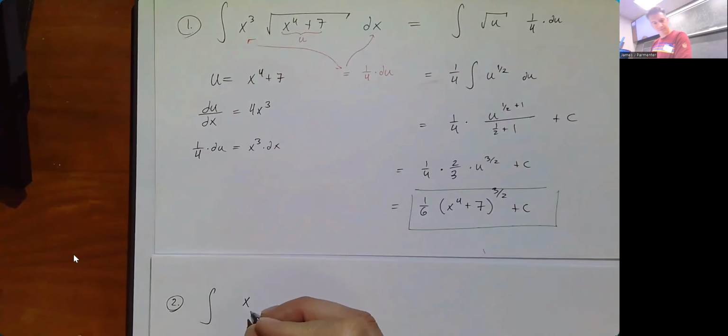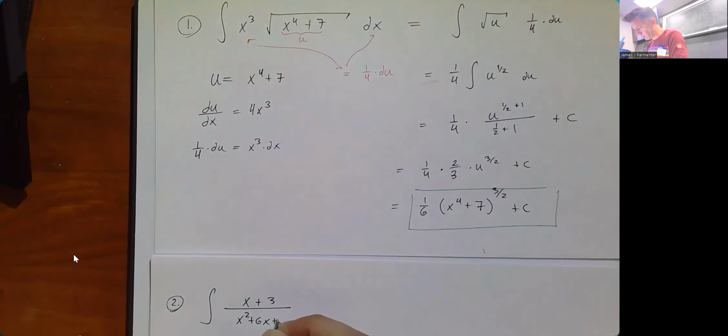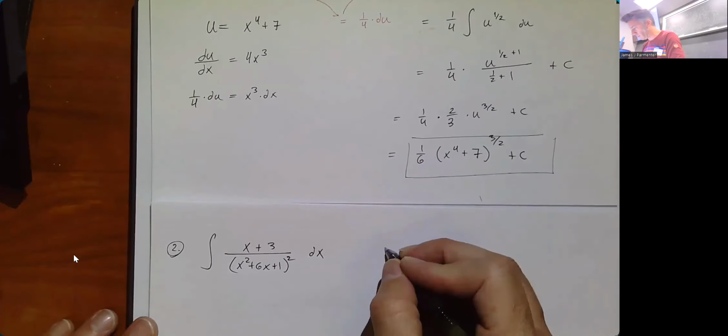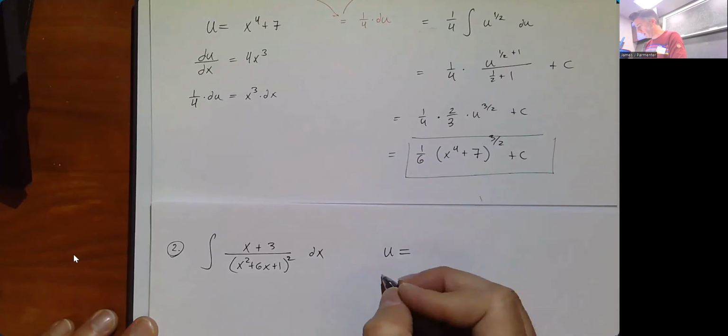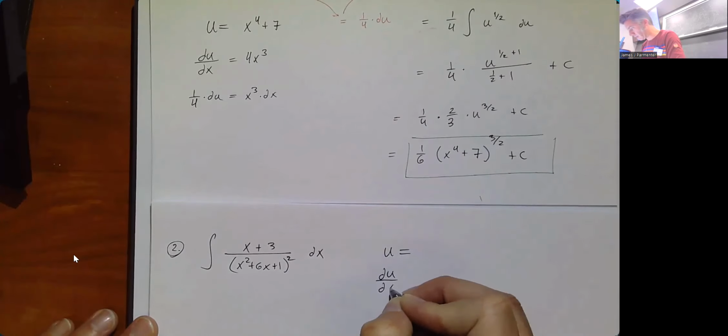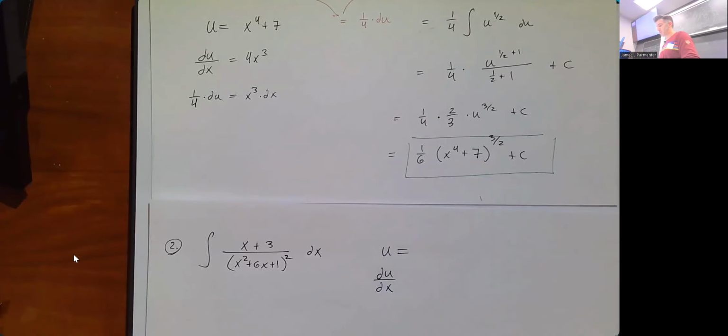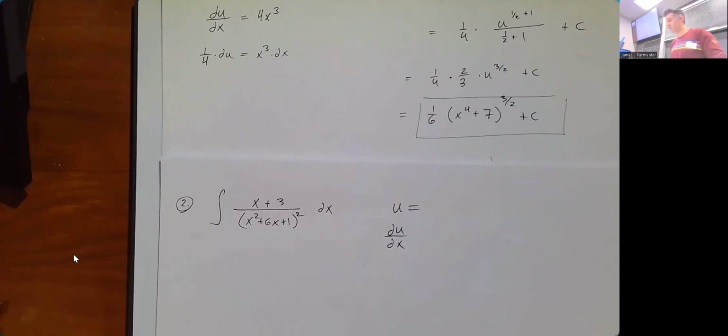The integral, sure, of x plus 3 over x squared plus 6x plus 1 squared dx. I want you all to make a choice for u and then find du dx. There's a good candidate for u and there's a less good candidate for u, but there are, in my opinion, two possible choices.